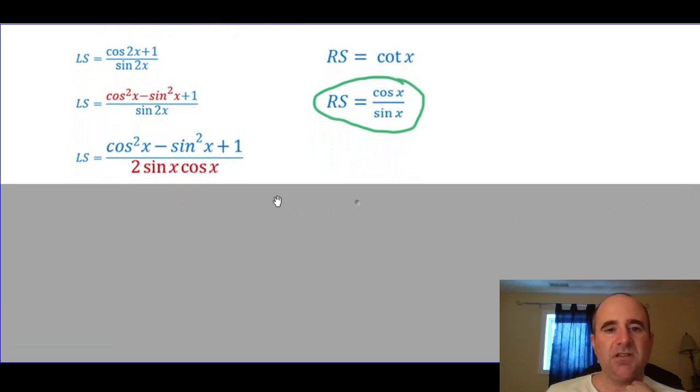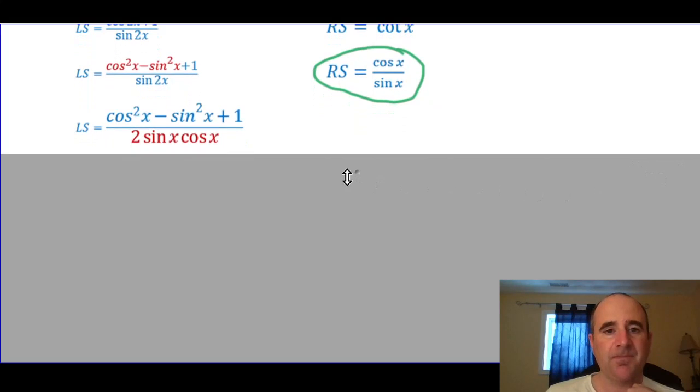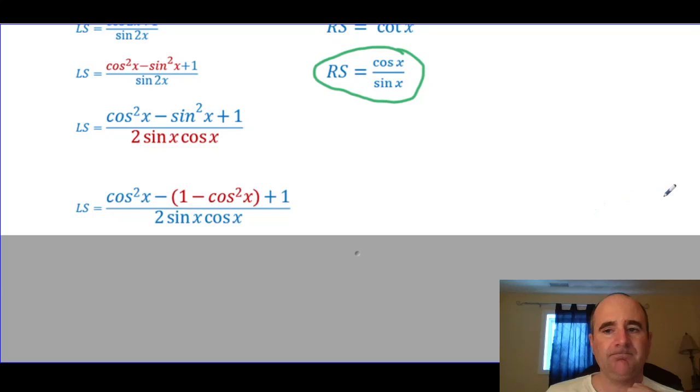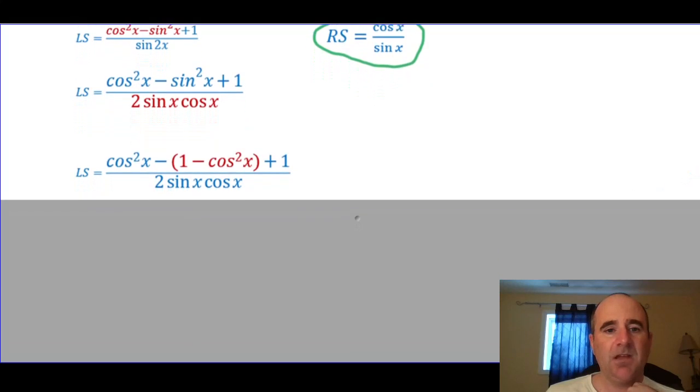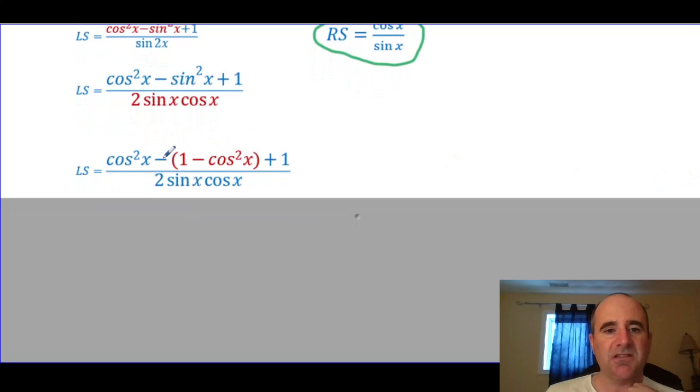And now it's not obvious what to do. How am I going to make the left side look like the right side here? Well, I realized that the right side doesn't have any sines in the numerator, and I know that I can replace a sine squared x with a 1 minus cos squared x, so I'm going to do that next. After I've done that, I can start to clean this up. Now this is like a -1 here, okay, and I can sort of multiply through by -1.